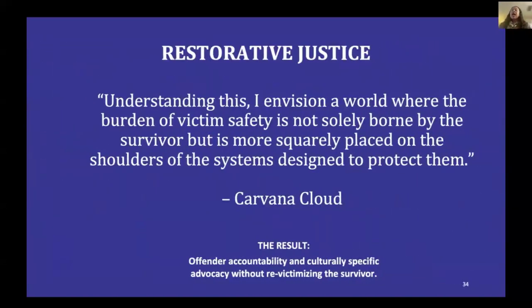Restorative justice. Understanding this, I envision a world where the burden of victim safety is not solely borne by the survivor, but is more squarely placed on the shoulders of the systems designed to protect them. And when we do that, the result is offender accountability with culturally specific advocacy without re-victimizing the survivor. That's where we're going. And that's what restorative justice is. And that's what it does.